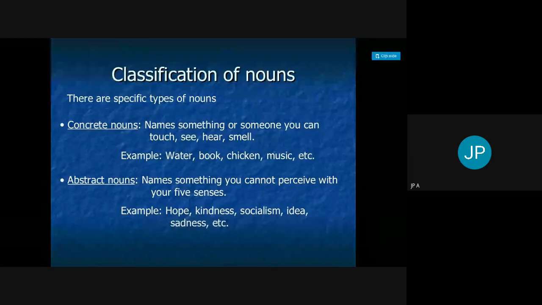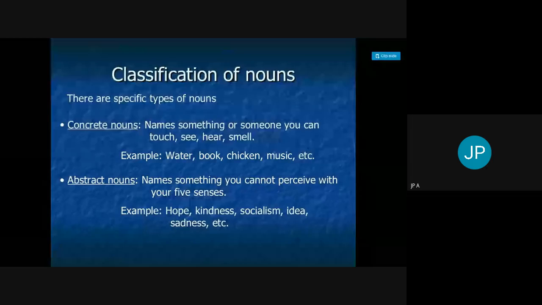So here it is described in this slide. Concrete nouns are those which you can touch. Names ആണ്, പേരുകൾ തന്നെയാണ്, but which you can touch, see, hear or smell. For example, water, book, chicken, music, etc. Whereas abstract nouns are those which you cannot feel with your five senses. Five senses കൊണ്ട് feel ചെയ്യാൻ പറ്റില്ല, but you can feel it in your mind, in your heart.